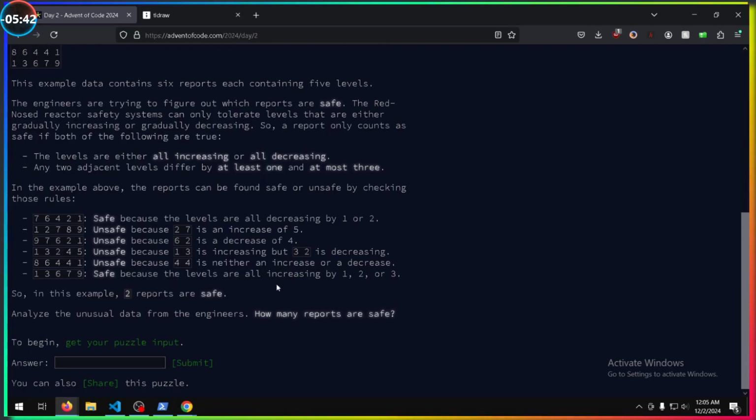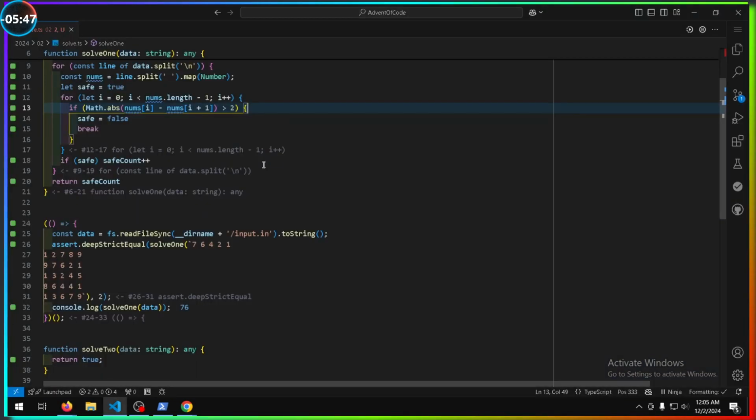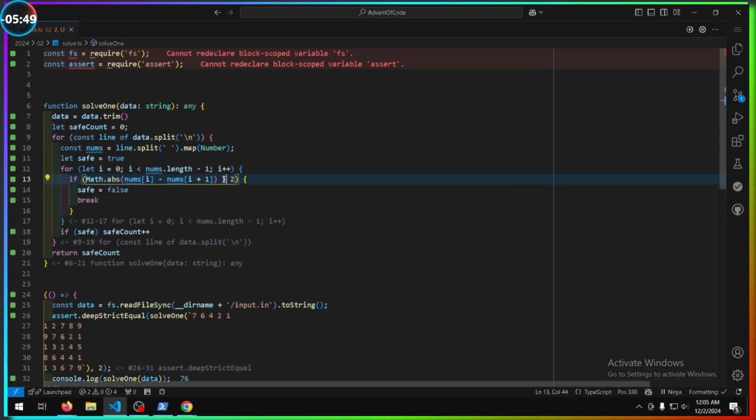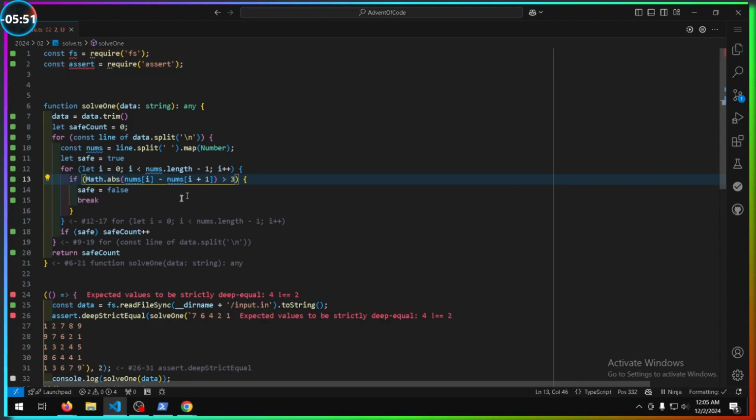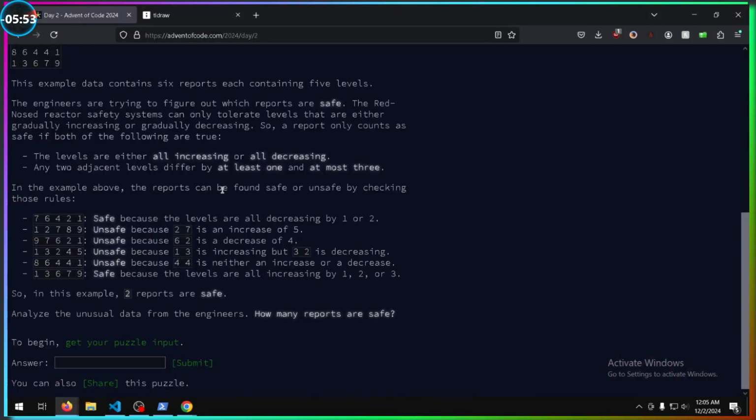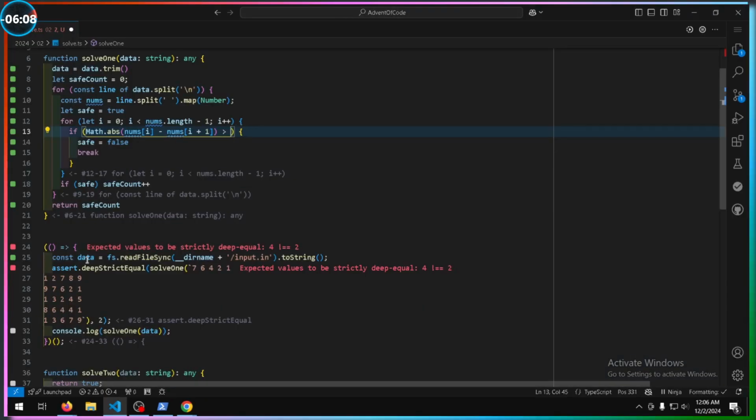How many reports are safe? Because they're all... Oh, 1, 2, or 3? Well, it helps if I would read, am I right? So if it's greater than 3, then you're bad. Hold on. At least 1, at most 3. So my 1, 2, or 3. Okay, I'm curious how mine failed.